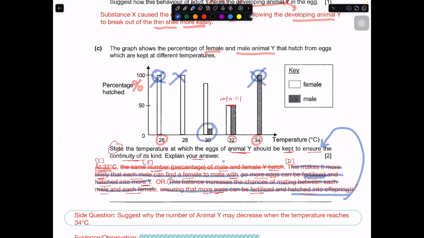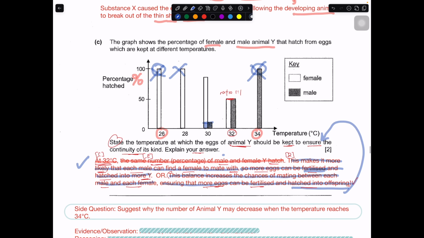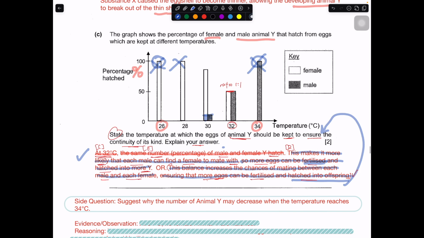30 you also can't choose, because the proportion between the male and female is very skewed towards the female part. There's an imbalance between the male and female ratio. So that's why for reproduction we always try to choose the ratio that is more or less equivalent, that means 50% male, 50% female. That is the best outcome to ensure the continuity of their own kind, especially when the reproduction process requires both male and female to participate to allow their offspring to be born.